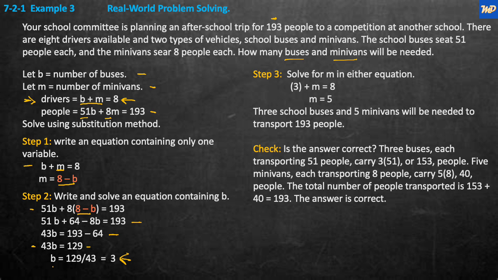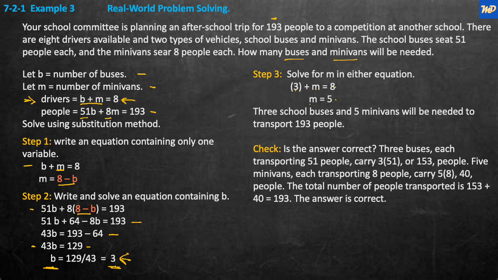So you're going to get 3 buses. When you look at that, 3 buses, and you're going to end up getting 5 minivans. But let's see. So now solve for M. We're going to take the same equation, this small one here, and substitute our B. Here's B, we found out to be 3. So we're going to say B plus M, 3 plus M, the number of minivans, is equal to 8. So M is equal to 5.